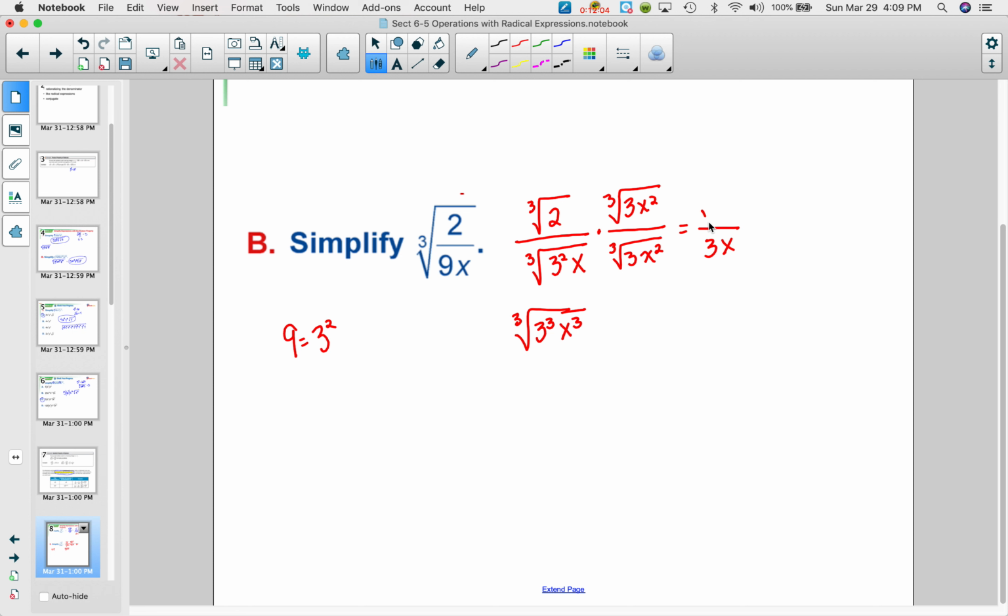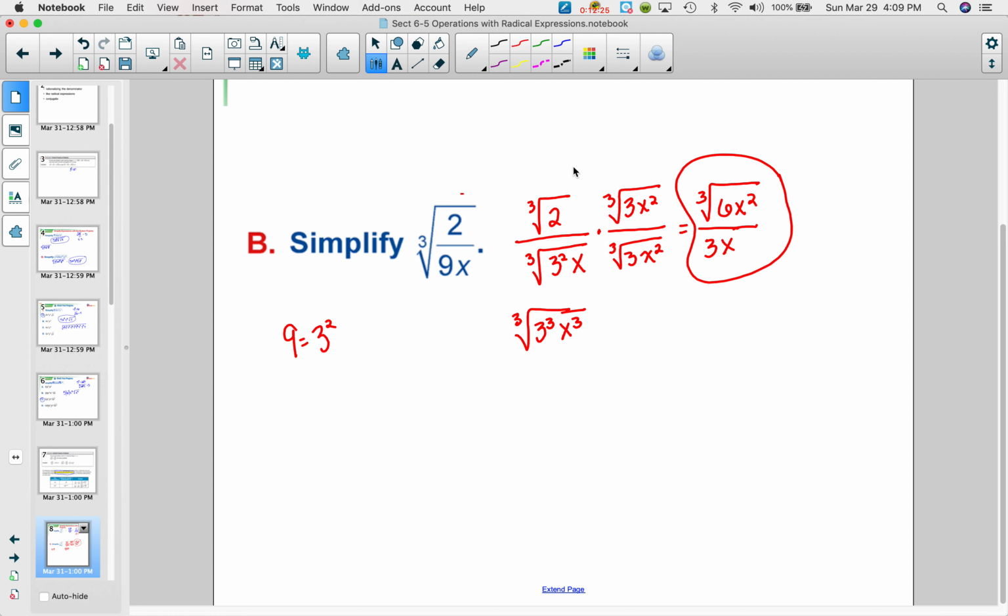Now my numerator is going to get a little messier looking. It's still a cube root, so I can multiply them together. 2 times 3 is 6, and then I get an x squared. And that's my answer in simplest form. Now do not cancel this x with the x squared because this one is under a radical and this one's not, so you can't simplify that. So this is your answer in simplest form.